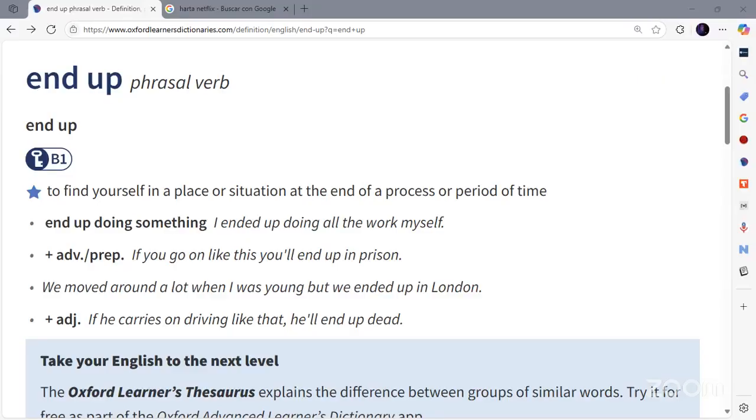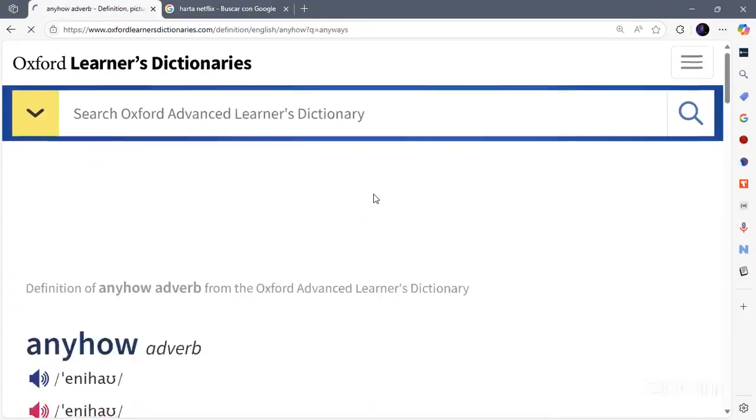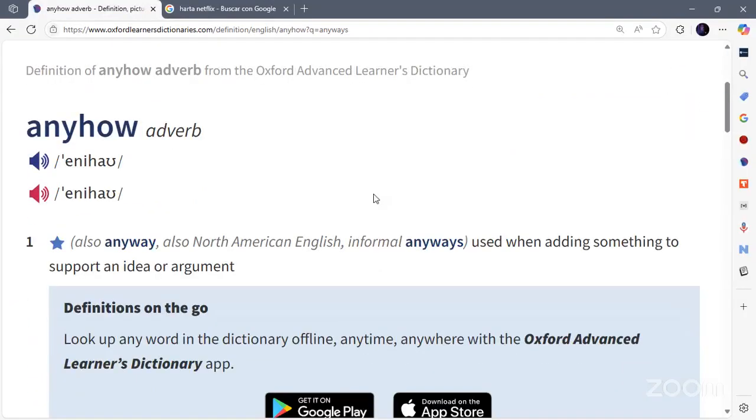For example, I don't like the parties, but I ended up going to the parties. Going. Don't repeat the parties. But I ended up going. Good. How do you say "de todas formas"? Anyways. Complete idea. I don't like the parties, but I ended up going anyway.